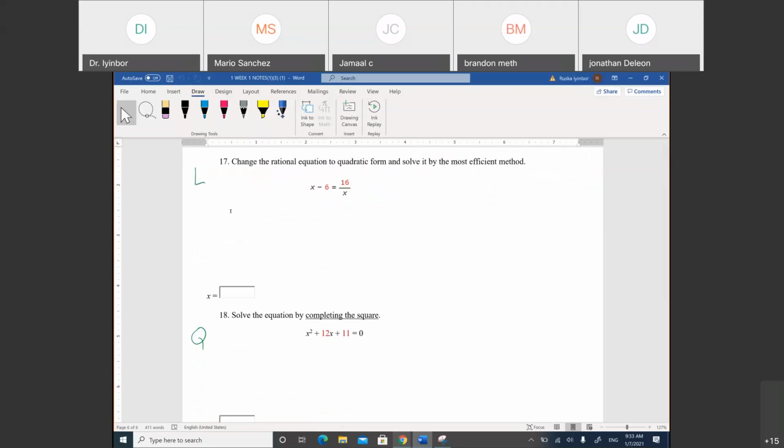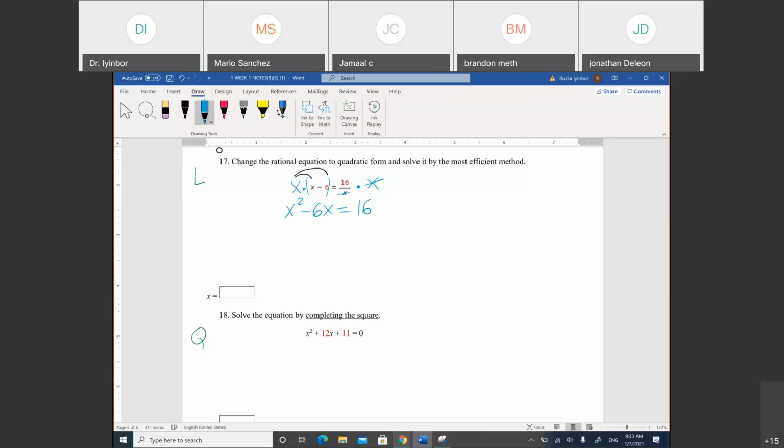We have fractions. We have x in the bottom. So we're going to start getting rid of the fractions. So what you're multiplying by, we're going to multiply by x because that's what the denominator is. I'm going to multiply by x both sides. So when I multiply by x in the right side, x and x cancel. Now what's happening in the left side? We're going to multiply x times negative 6. So we're going to get x times x is x squared. And x times negative 6 is negative 6x equals 16.